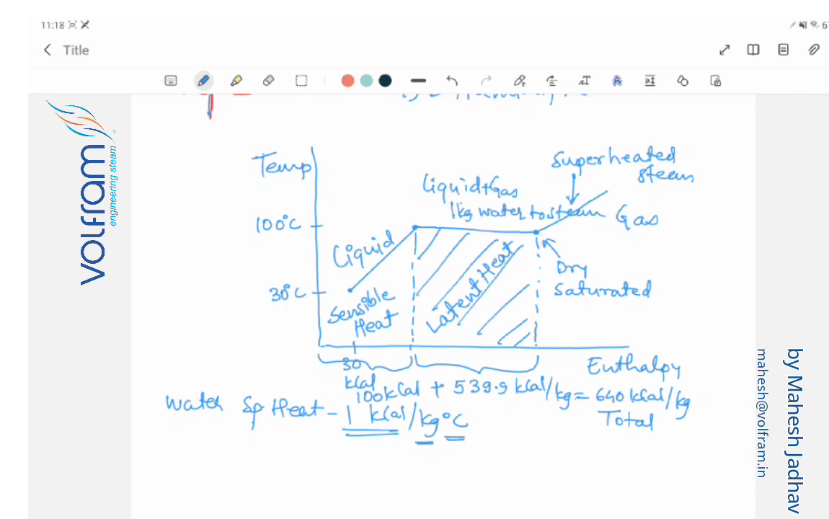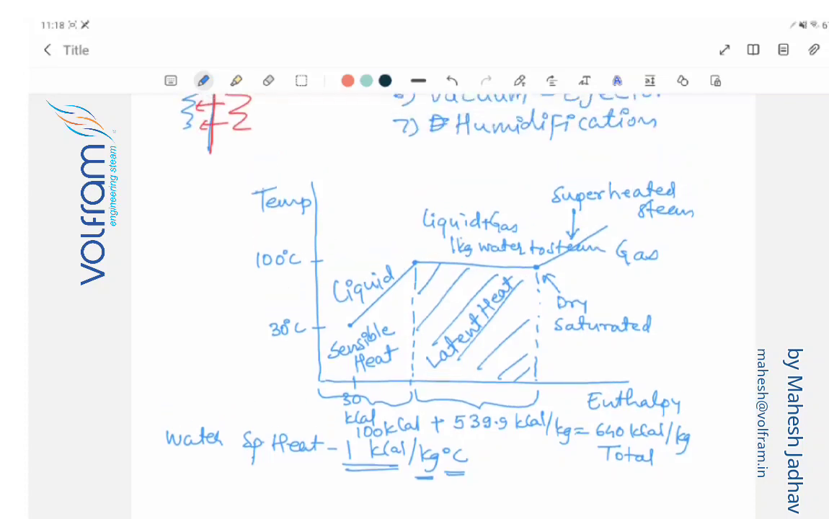Understood? So when I give dry saturated steam to any process, it will first lose latent heat. Now it was absorbing, it will donate latent heat. So when the steam is donating energy, it will convert from gas to liquid by donating latent heat. The liquid is now called condensate. It's water only, but as it is formed from steam gas, it is called condensate, which will be at 100 degrees Celsius.